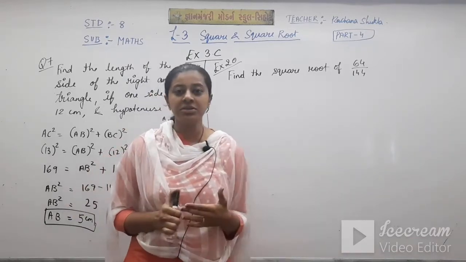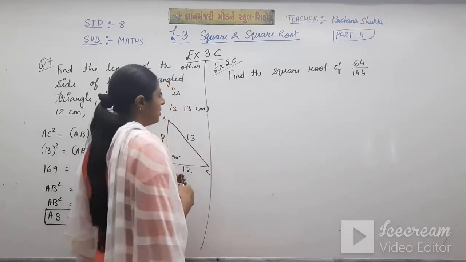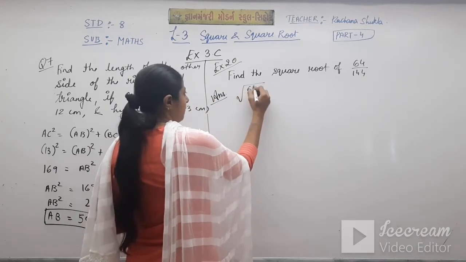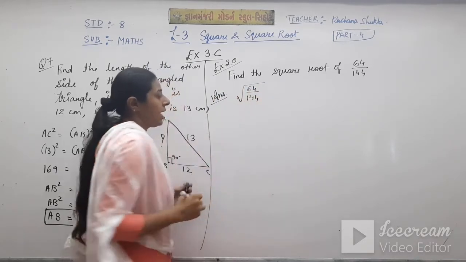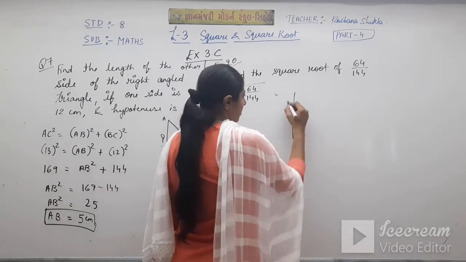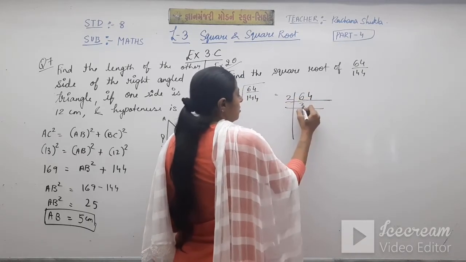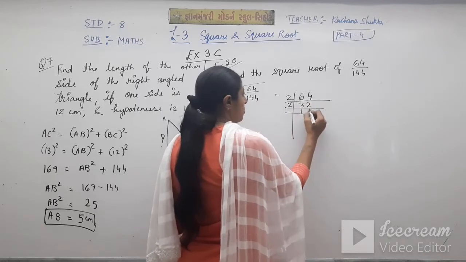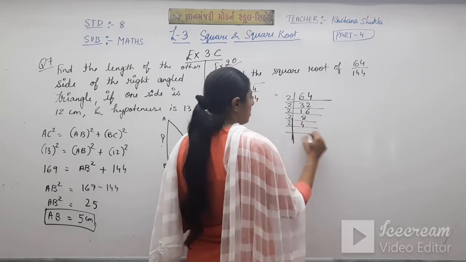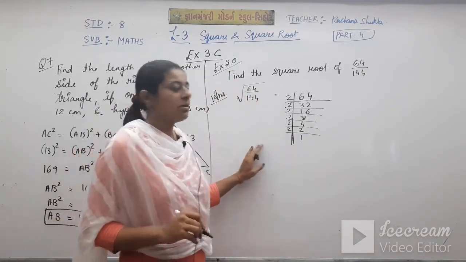So, this is a rational number, and now we will learn how to find the square root of a rational number. First, the square root of 64 upon 144. So, we will first use the LCM method. 64: 2 32s are 64, 2 16s are 32, 2 8s are 16, 2 4s are 8, 2 2s are 4, and 2 1s are 2. These are the factors of 64.